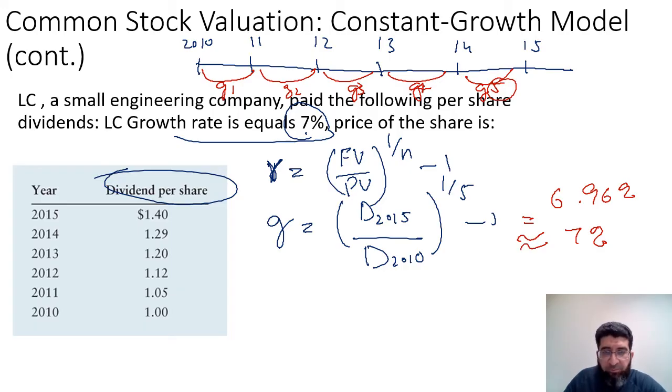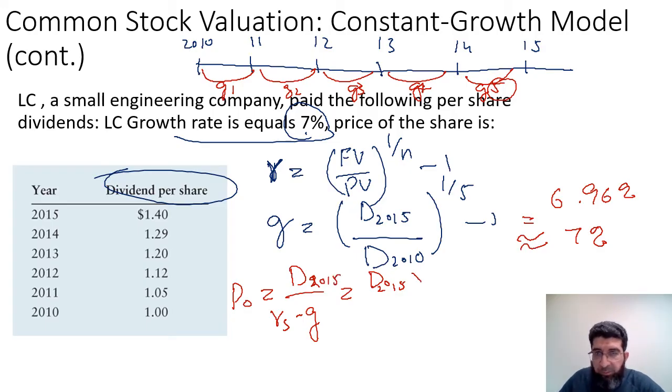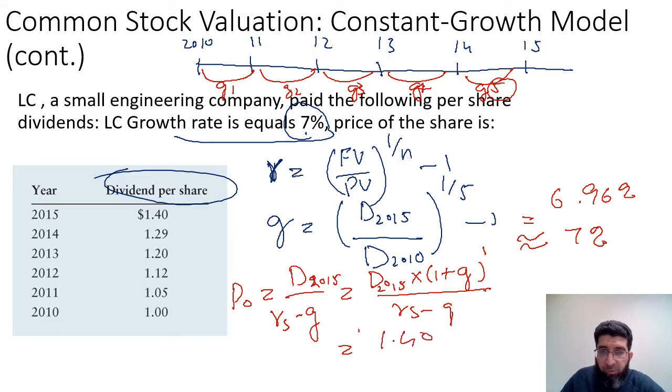So first we have to use the formula, which is P naught is equal to D1 over RS minus G, and we can see that the dividend 1 is equal to D naught, or we can say the 2015 dividend, multiplied by 1 plus G, over RS minus G. The 2015 dividend is $1.40, that you can see from here.